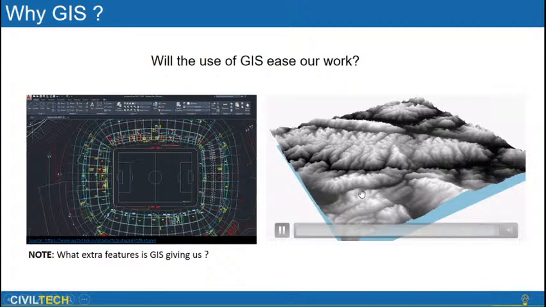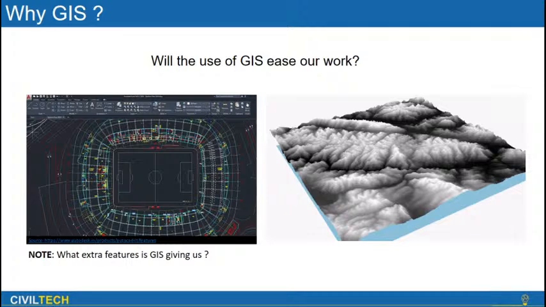So this kind of analysis is not possible if you do it in AutoCAD, right? So that's the major objective of using GIS. We can bring in as many parameters and then keep approaching towards the solution. That's the major advantage of using GIS, and this is how it is different from the existing software.